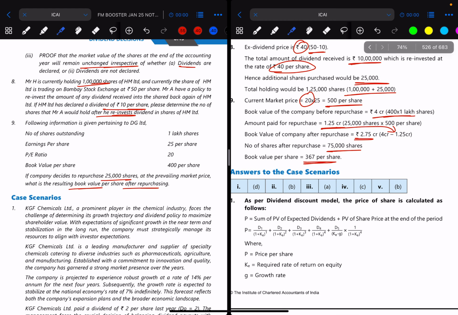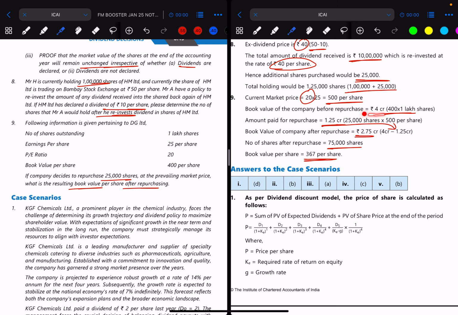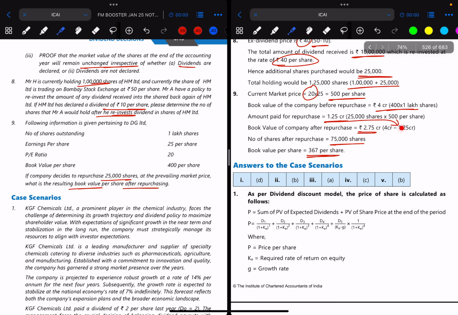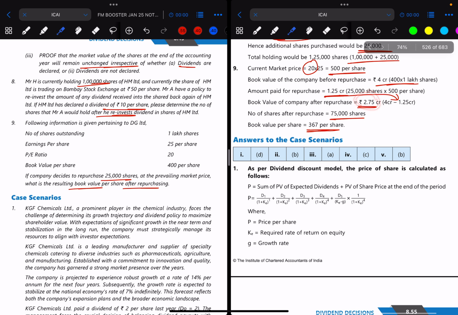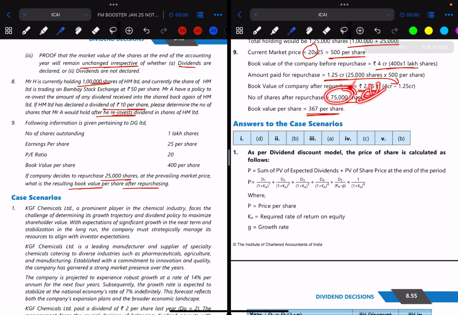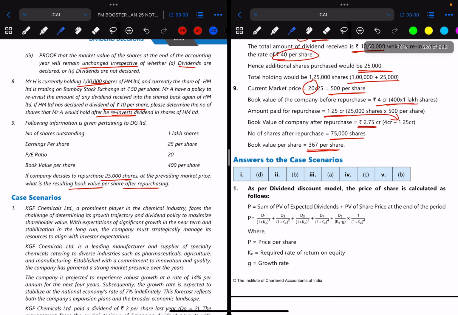And then just have to find out this one, book value before, that is 400 per share into 1 lakh shares, that is 4 crore. And in this case, amount paid, that is you want to buy 25,000, right? You are going to pay 25 into 20, that is 500 per share. So that goes up to 1.25 crore. So you already had 1 crore, in that 1.25 crore it is going to be minus. So in that case 2.5 crore will be there. So 75,000, meaning 1 lakh shares was there, 25,000 you bought it, so it went. So this is book value of the share.